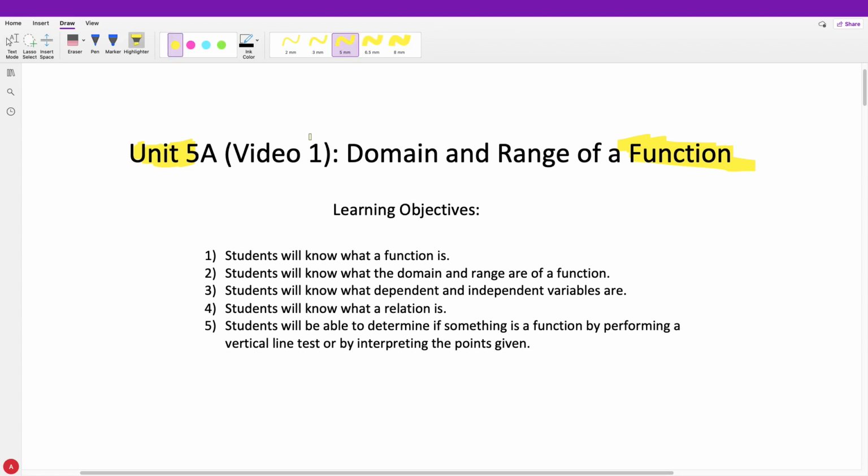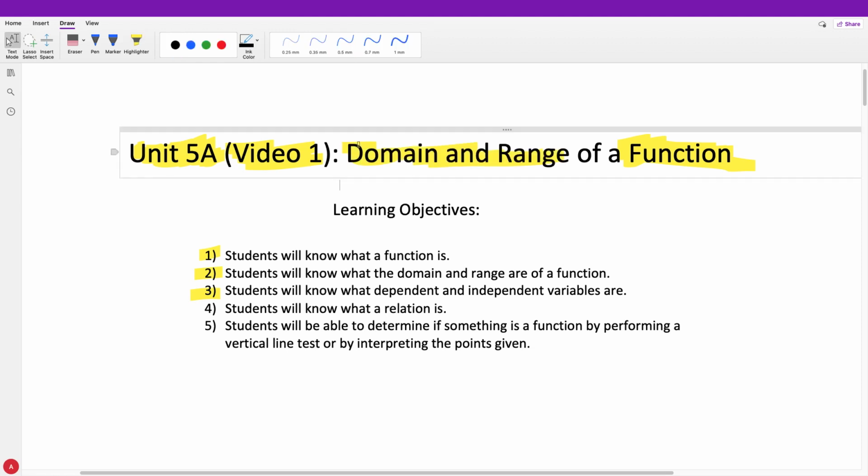So we're doing our first video, so video A. And this video is going to be broken up into two different videos. Video 1 is going to focus on the first 3 learning objectives, while video 2 will focus on the last 2. And this section is going to be about functions and being able to identify what are functions. And then also, more specifically, we'll talk about the domain and range of a function because they help us to determine if a set of points or if a graph is actually a function or not.